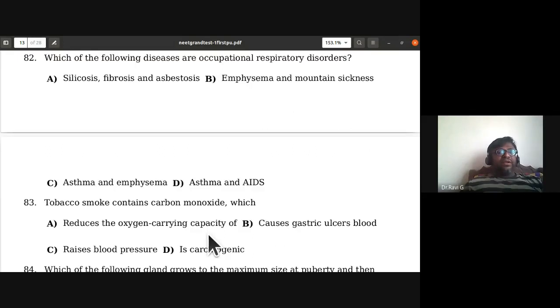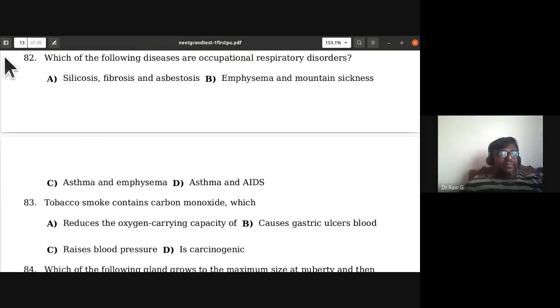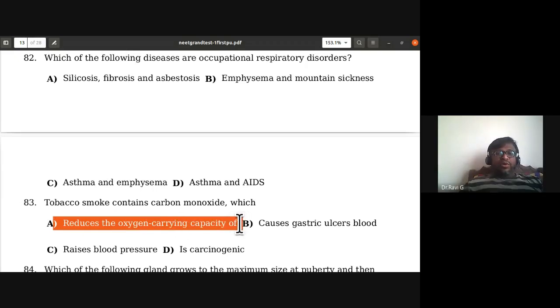Tobacco smoke contains carbon monoxide, which reduces the oxygen carrying capacity, causes gastric ulcer, blood. A is the answer. Tobacco smoke contains carbon monoxide, which reduces the oxygen carrying capacity of hemoglobin.